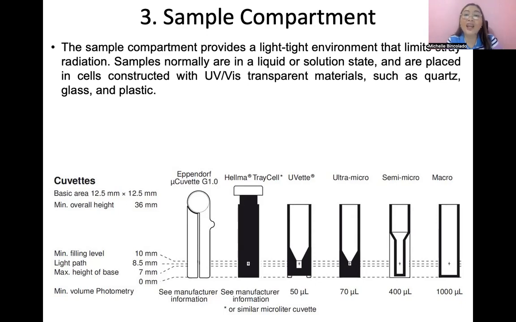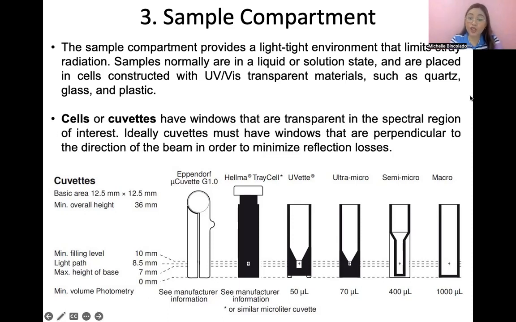Samples normally are in liquid or solution state and are placed in cells constructed with UV-vis transparent materials such as quartz, glass, and plastic. So for sure, guys, you have heard before that these are our common materials for UV-vis absorption. We call them cells or cuvettes.